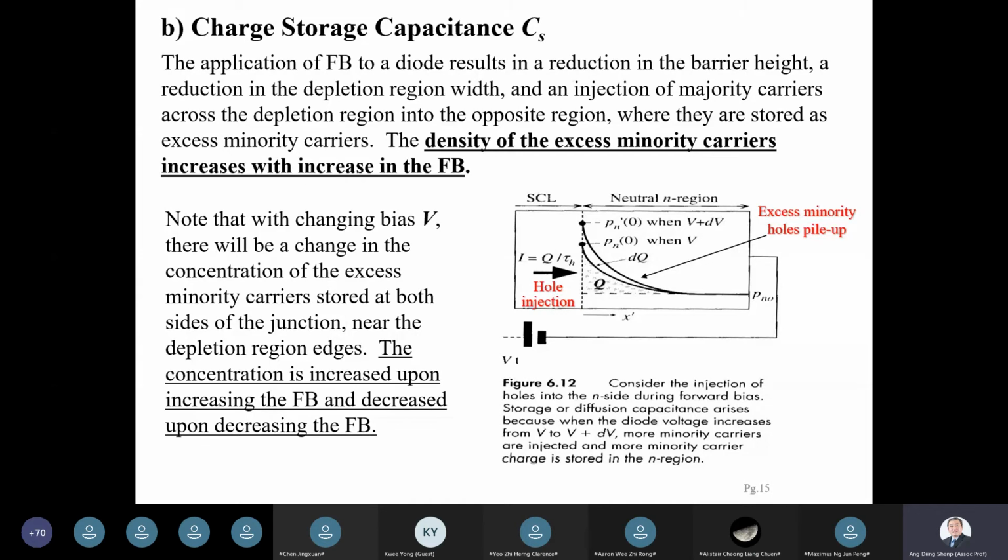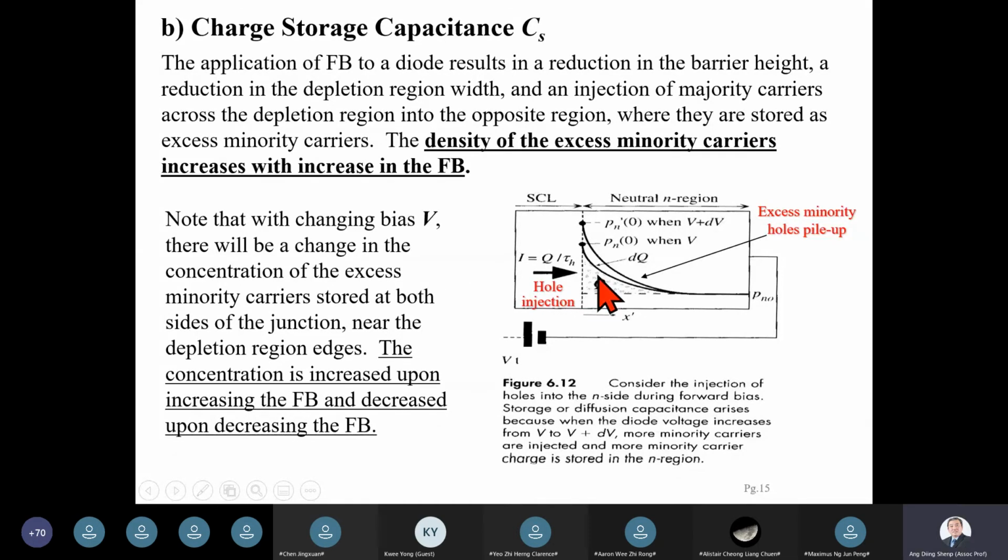Excess holes are stored in the quasi-neutral N region. Excess electrons are stored in the quasi-neutral P region. This excess charge storage is represented in this diagram here. If you consider one side of the junction, the N side, holes are injected from the P into the N, and the excess holes will decay exponentially with distance. We have solved this. The mathematical equation for this line is known, and it can be obtained by solving the continuity equation, if you remember. That means at any particular instant in time, so long as the PN junction is under forward bias, I will have some excess holes stored in the quasi-neutral N region, as well as excess electrons in the quasi-neutral P region.